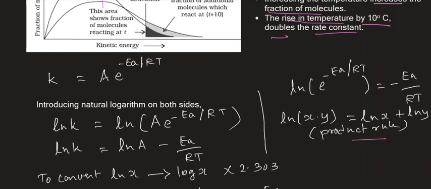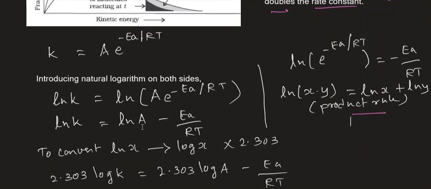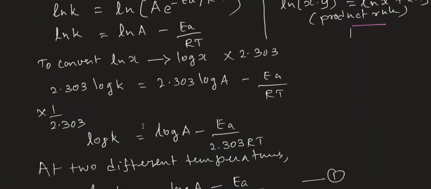Now we have to convert this natural log to base 10, for which you have to multiply by 2.303. So multiplying by 2.303, you can convert it. So 2.303 log k is equal to 2.303 log A minus Ea by RT. You can write it as such. Now you can multiply the entire equation by 2.303 for our convenience. So log k is equal to log A minus Ea divided by 2.303 RT.